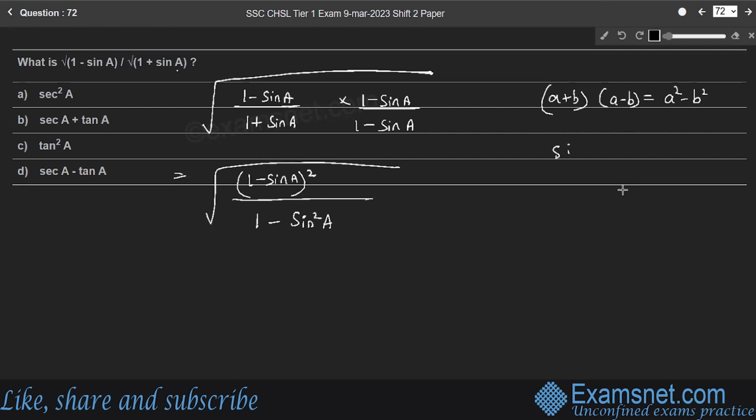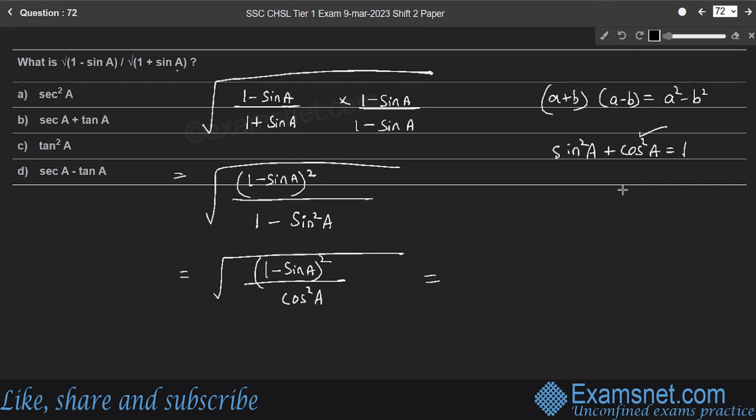We know that sin square A plus cos square A is always 1. Therefore, 1 minus sin square A is cos square A. Therefore, square root of 1 minus sin A the whole square by 1 minus sin square A is cos square A. Right? So, root of a square of a number is the number itself. Say, for example, square root of a square is equal to a. Right?